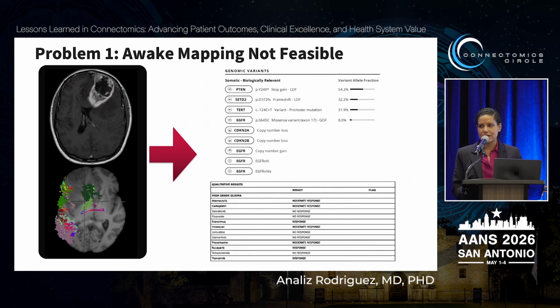And a lot of times, I think classically people think, I'm going to do an awake craniotomy. Many of you who've seen these people with large tumors know that a lot of them have such disorganized speech pathways that they cannot participate in awake mapping. Their speech is so badly affected.